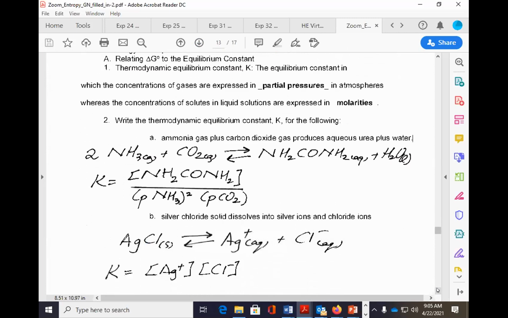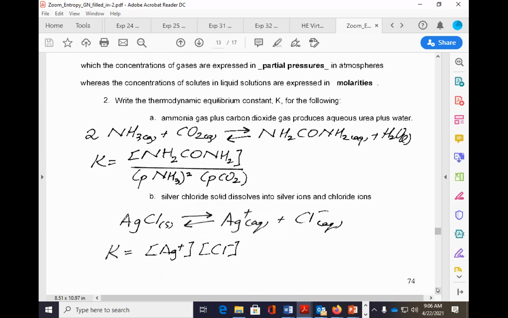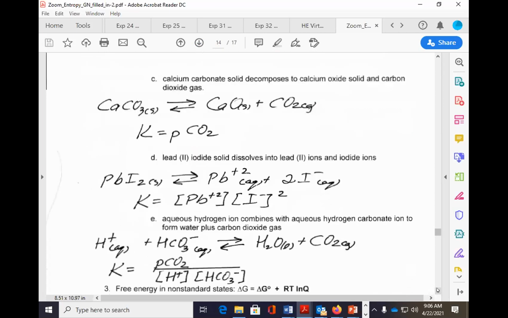And then this is a KSP. Okay, so we'll go over these together coming up here.